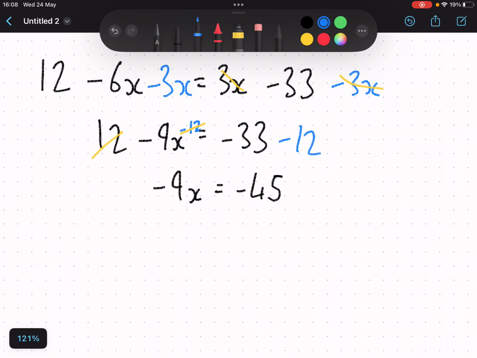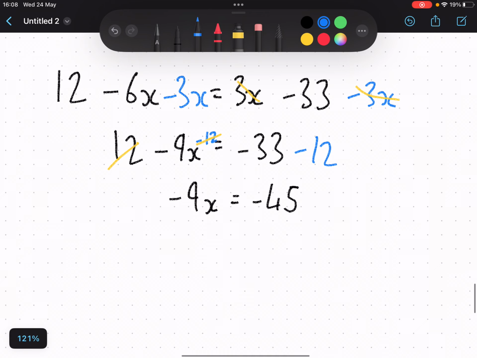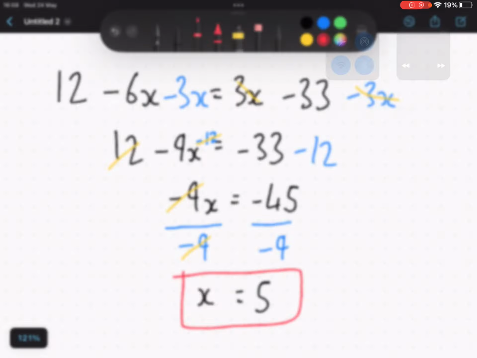So x multiplied by minus 9 is equal to minus 45. So I want to get rid of a multiplied by minus 9. The opposite of multiplying by minus 9 is dividing by minus 9. So do the same thing on the right hand side. On the left hand side, minus 9 divided by minus 9 cancels, so I'm just left with x. Minus 45 divided by minus 9: a minus divided by a minus is a plus, negative divided by negative is a positive. 45 divided by 9 is 5, so x is equal to 5. And that's those.